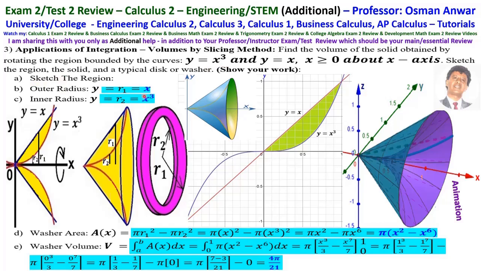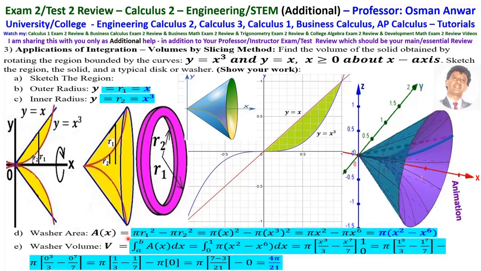So the region is: the top curve is y equals x, the bottom curve is y equals x cubed, and we are finding the region between these two curves. They are rotating around the x-axis. So this is the rotation, and this is the volume we obtain, and this is the washer, the disk, and that's how it looks. And we're going to show and tell the animation of this volume.